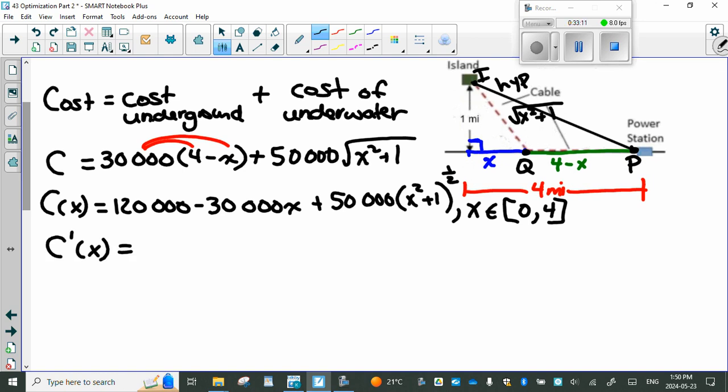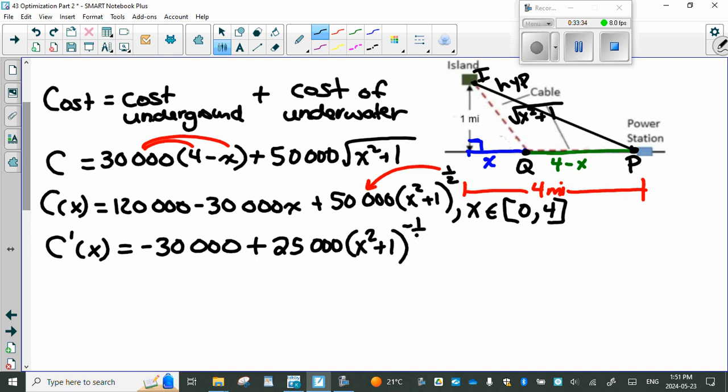So the derivative of 120,000 is 0. The derivative of this is just negative 30,000. And then I need the chain rule for this. So the half is going to come down and multiply the 50,000, giving me 25,000, times x squared plus 1 to the negative 1/2, and then times 2x. Chain rule. So I need the derivative of what's inside, and that's the 2x.